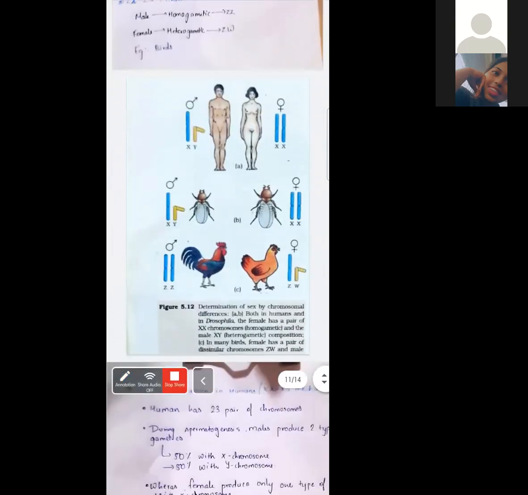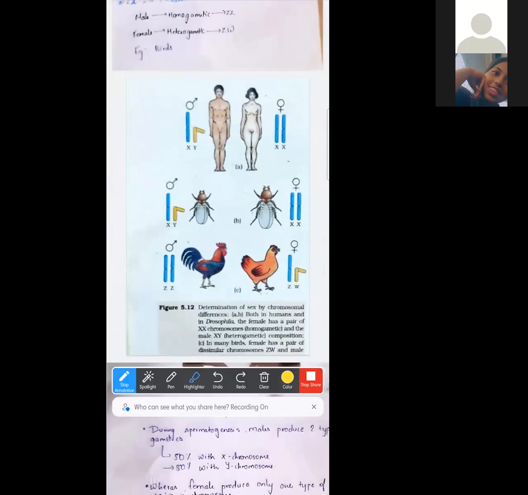See, here it is given in a diagrammatic representation: humans, Drosophila, and birds. In the case of humans, we have XY and XX. Drosophila have XO and XX. Birds: males will have ZZ and females will have ZW.